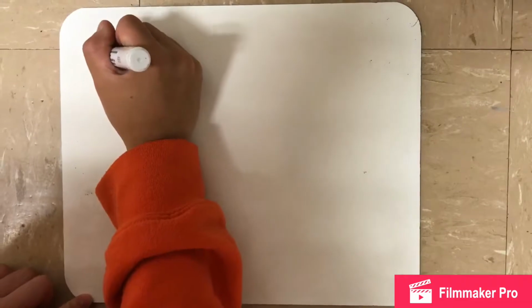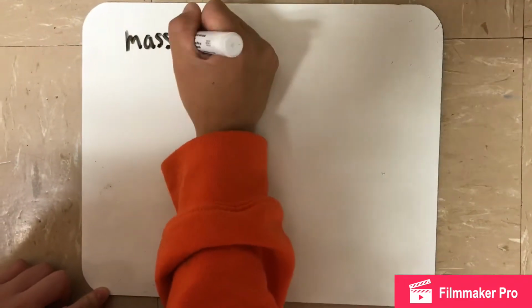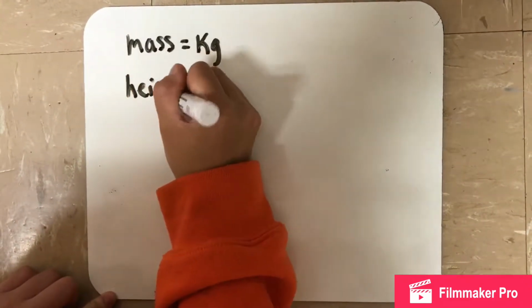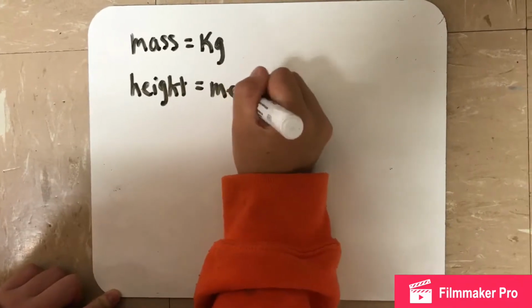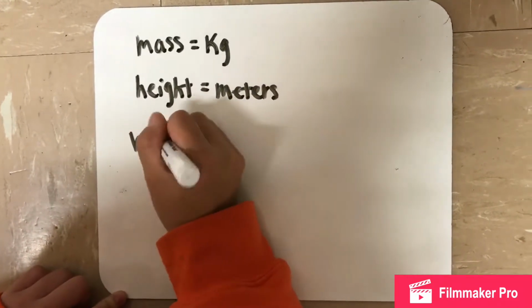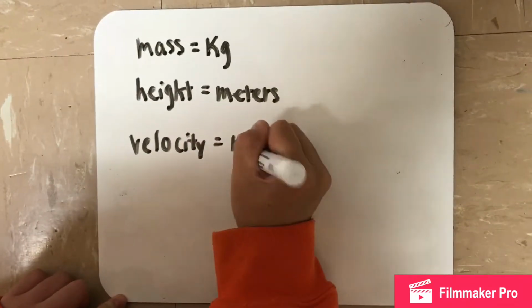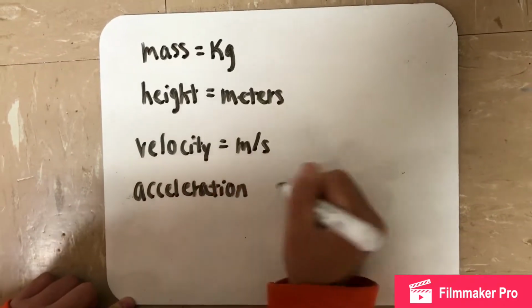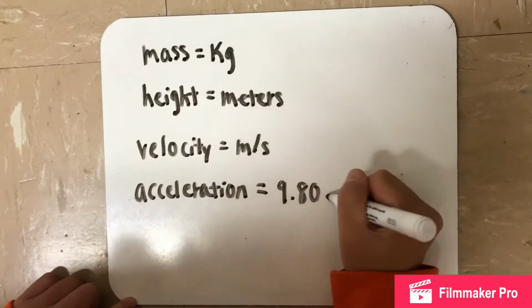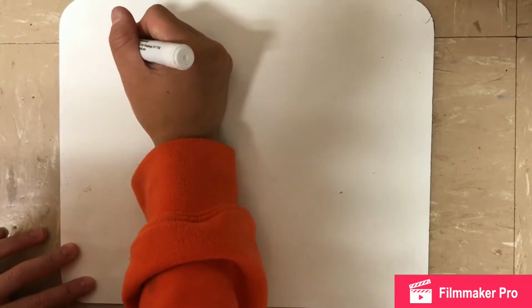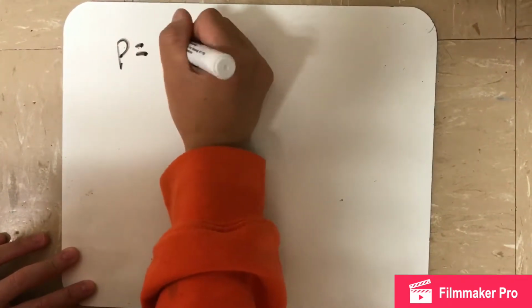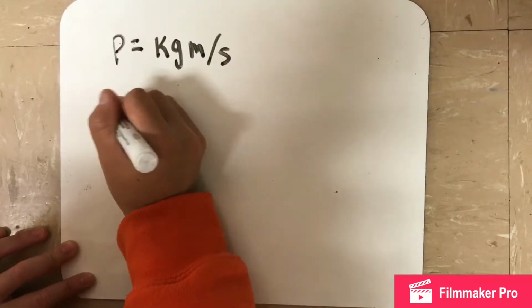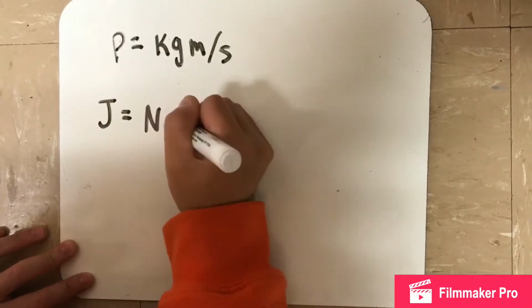So the units that we will be using: mass is going to be in kilograms, and for the height, which is represented by the variable y, it will be measured in meters. Velocity is measured in meters per second. Acceleration, we will be using the free fall acceleration, so it would be 9.80 meters per second squared. And then for our final units, momentum is measured in kg·m per second, and impulse is measured in Newton seconds.